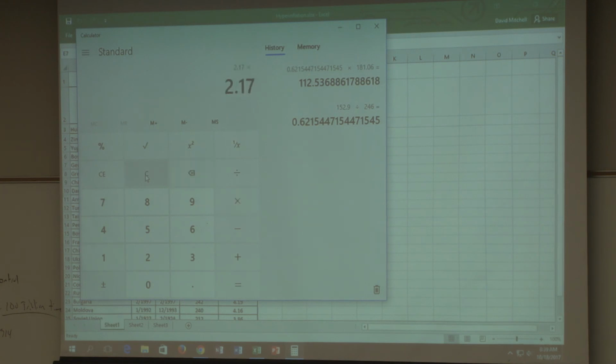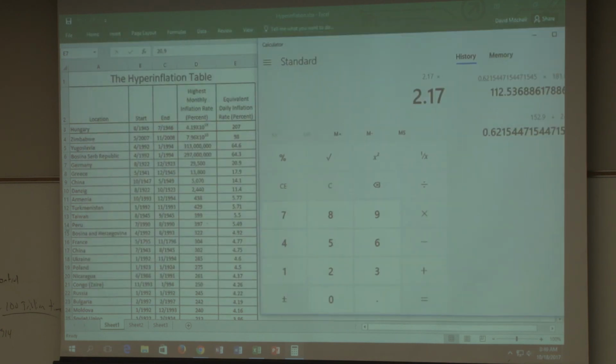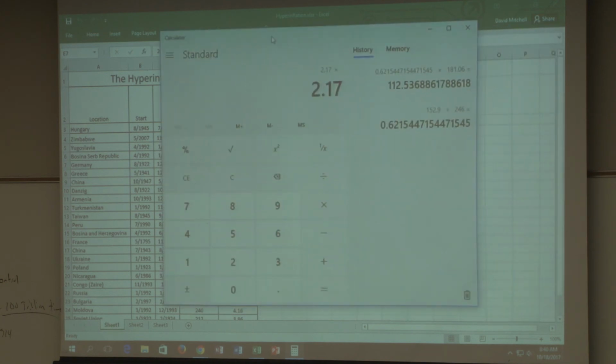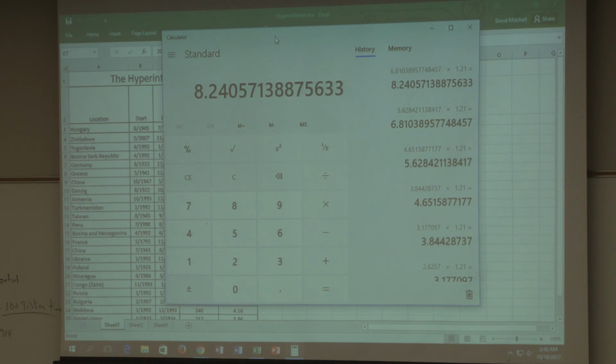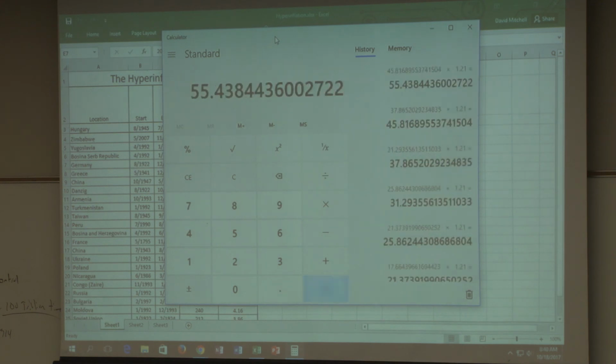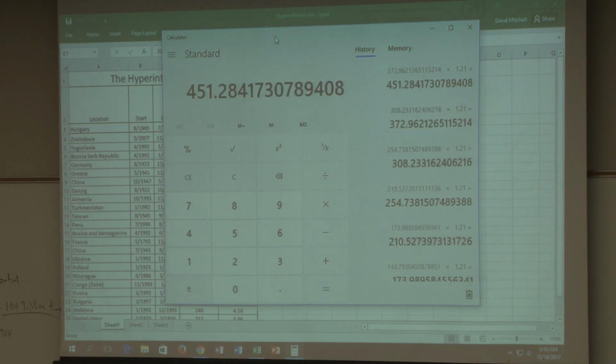All right. And what we're going to do is see what the price of gas is going to do when it's going up at a daily rate of 21%. So times 1.21. Let's make $2.17 Monday, it's easier. Monday, Tuesday, Wednesday, Thursday, Friday, Saturday, Sunday, Monday. So there's what it is in a week, $8.24. Two weeks, three weeks, there's one month. In one month's time, it's gone from $2.17 to $451.